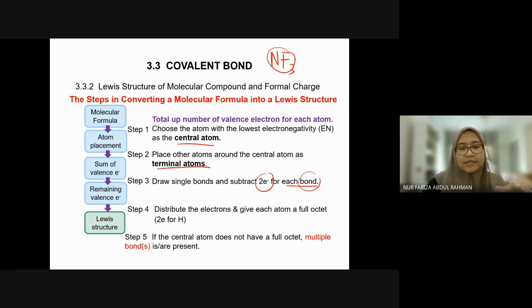Yeah? And then lastly, if the central atom does not have a full octet, that means multiple bond is or are present. We have to consider for multiple bond. Because lastly kita kena check each one of the atom in the molecule should achieve octet. Last kali punya step. Kalau dia tak octet, kita discover, oh, this central is yet to achieve octet. Dia belum cukup lagi the electron. That means we have to consider for multiple bond. Double bond or triple bond. Okay? Alright. So, ni dia punya step lah for your reference.